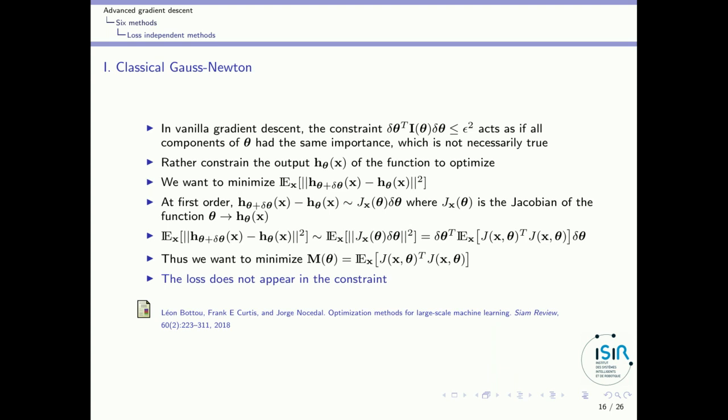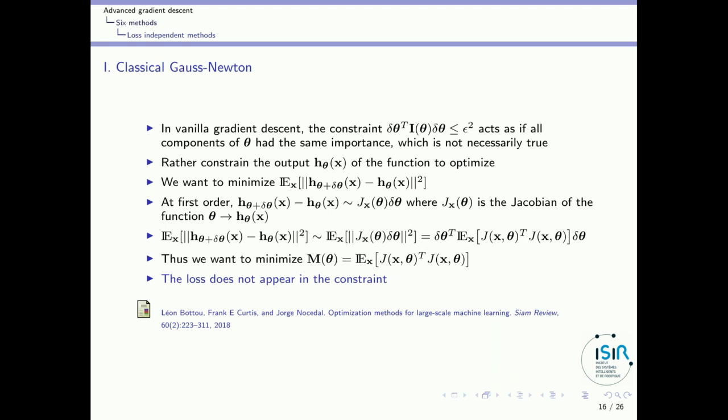If we want to constrain the output, in fact, we want to minimize the expectation over the different inputs of h of theta plus delta theta minus h of theta, all squared. If we take, as usual, a first order approximation of that particular term, in fact, that's the Jacobian J of x of theta times delta theta. In this calculation, J x of theta is the Jacobian of the function which relates h theta of x to theta.